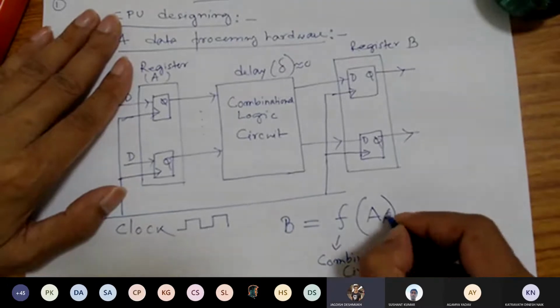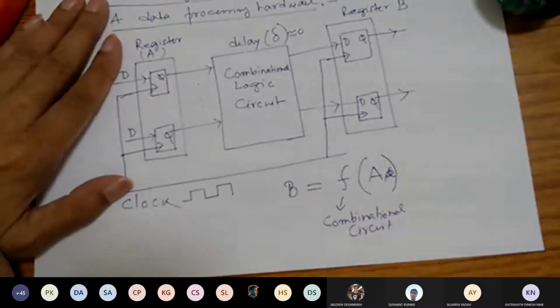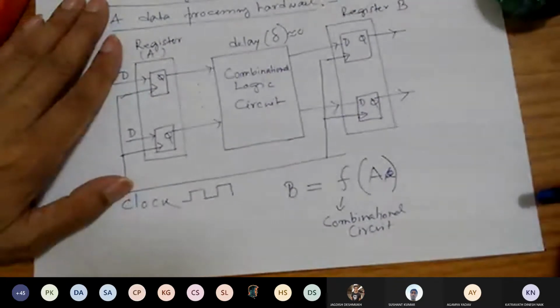So can you, I'm writing, clarify C? Oh, okay. Okay. So is it visible now?